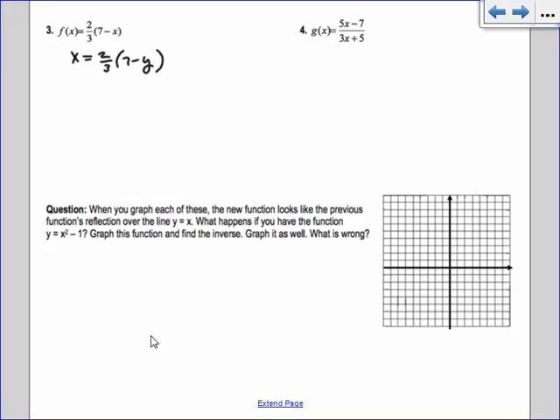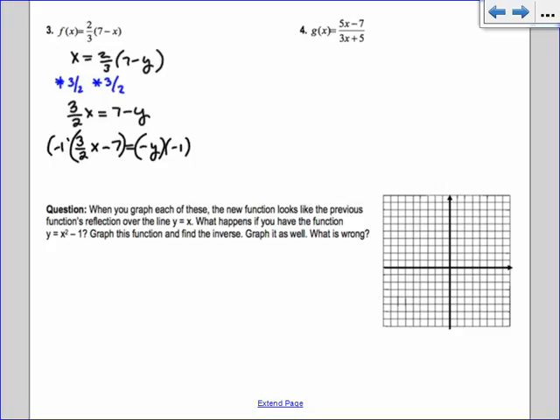What could I do to get rid of the 2/3? Multiply by 3 over 2. So I could multiply both sides by 3 over 2. So I'm going to have 3 over 2x equals 7 minus y. So 3 over 2x minus 7 equals negative y. And then I'm going to multiply everything by a negative 1. So I'm going to have negative 3 over 2x plus 7 equals y. So that's our f inverse. So f inverse of x equals, maybe 7 minus 3 over 2x. Probably the easiest way to write it.